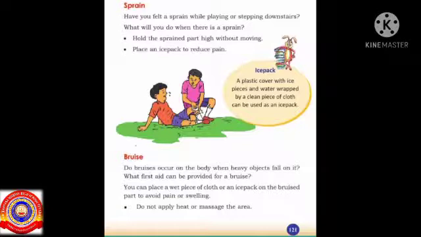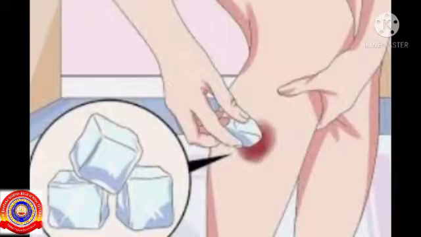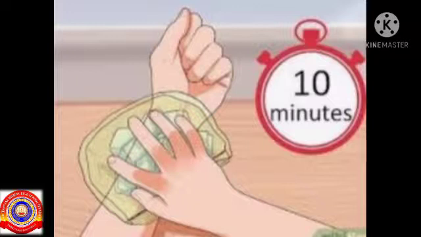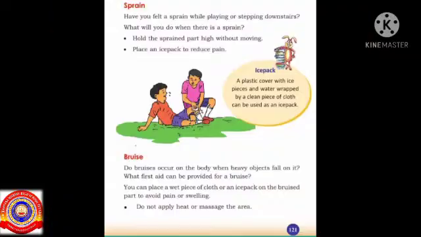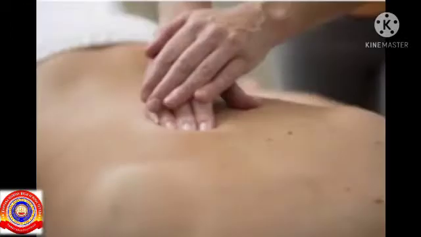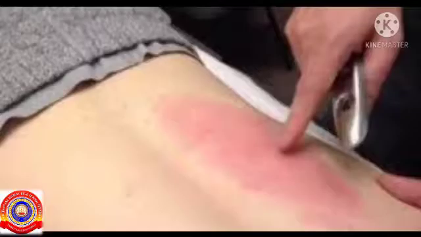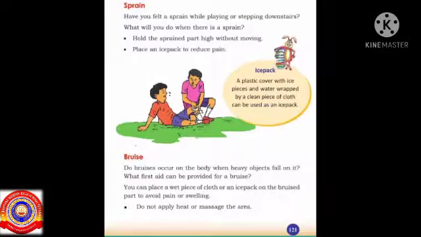Okay, so let's see the first aid that can be provided for a bruise. First, we have to place a wet piece of cloth or an ice pack on the bruised part to avoid pain or swelling. Then, do not apply heat or massage the bruised area. Massage may result in the breaking of skin in the bruised area. Okay, my dears, so this is the first aid given for a bruise. Did you understand?